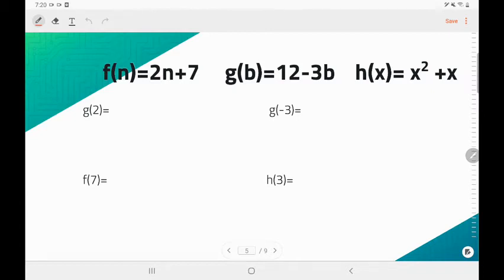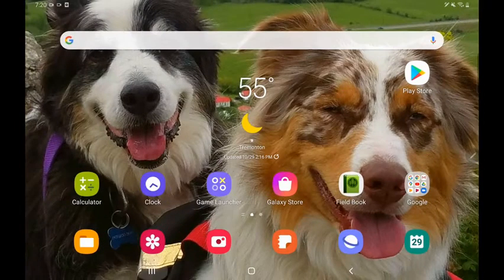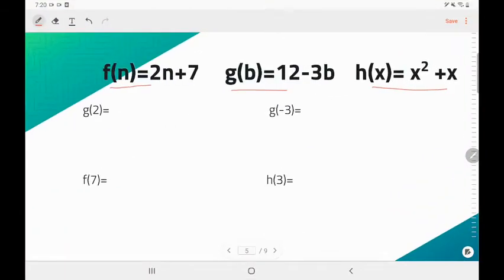Now, if I'm not looking at just one function, notice I have 3 options right here. Remember to pronounce this, I would say f of n, g of b, and h of x. So when you hear me say those phrases in math, that's how mathematicians would pronounce those things.